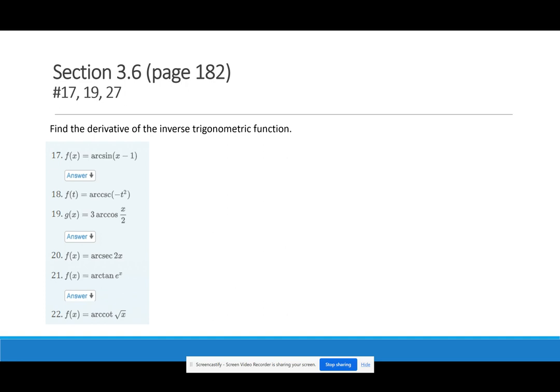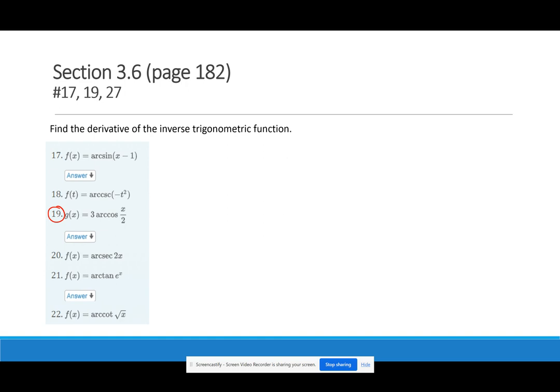All right, let's go ahead and knock out 3-6. 3-6 was the one that involved the inverse trig functions. I did show you how to generate those, but let me go back a minute to find the problem. Okay, 17, 19, and 27. So let's go ahead and do 19. But really, you just need to know these inverse trig functions. All right, so we'll go ahead and take a look at this one.